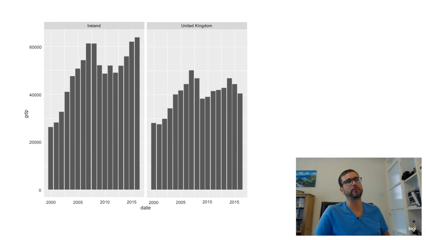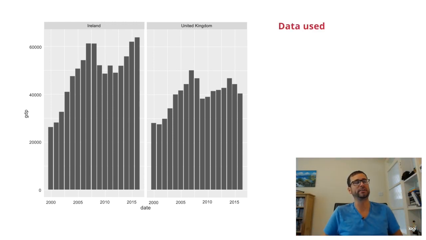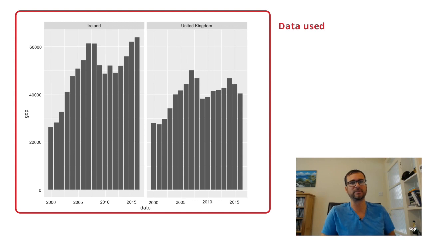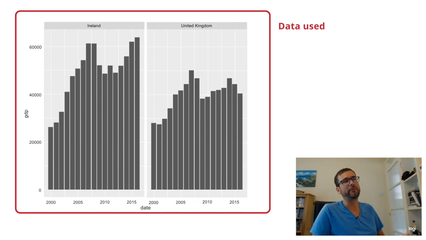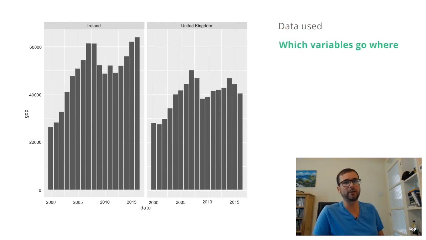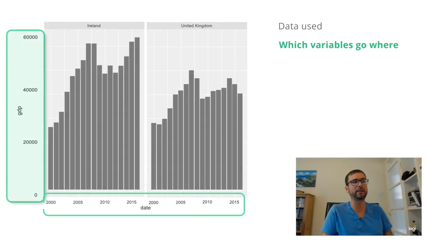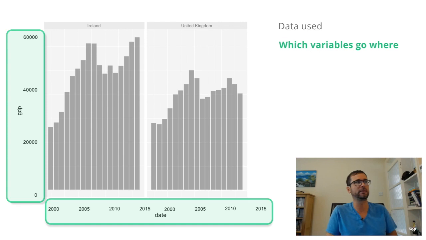So let's take the plot that we ended up here with our bar charts for the GDP of Ireland and the United Kingdom. What are the different elements within that? The first thing we've got is underlying all of it, we have the data that we're using. Everything is coming from the same data set. And then we're thinking about, okay, within our data set, which variables are we using and where are we putting them? So we're putting the GDP on the y-axis and the date on the x-axis here.